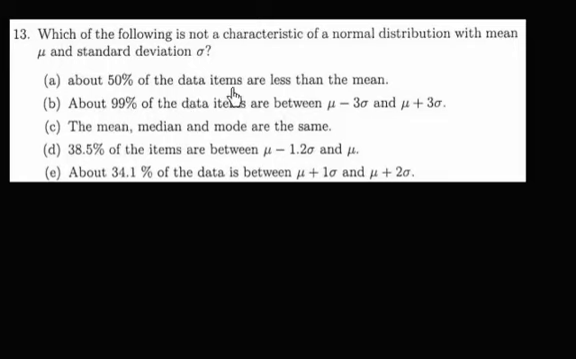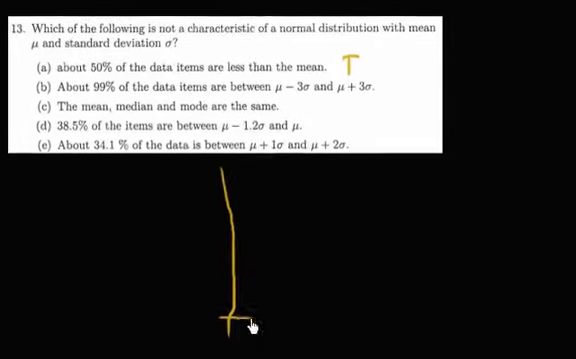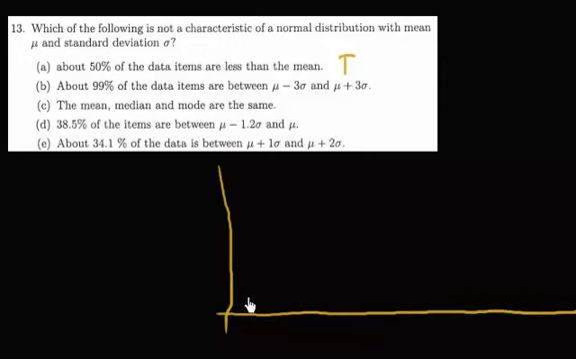About 50% of the data are less than the mean. Okay, by definition this is true. This is one of the ways we defined, or we needed this in the definition of normal distribution. So if you took a look at a normal distribution, the frequency polygon would look like a normal curve, or is a normal curve. Now 50% of the data is less than the mean.